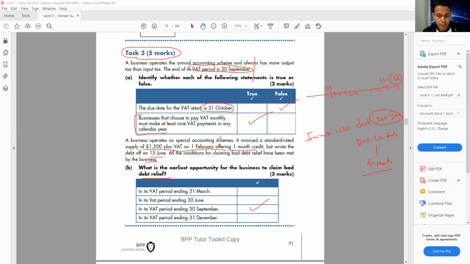6 months from 1st of March. Yes, Umid, because we can see the invoice is issued 1st of February and they give 1 month credit. So obviously the invoice is actually due 1st of March, not 1st of February.